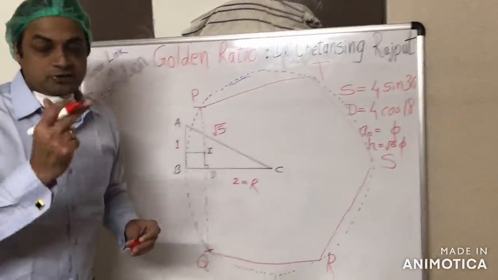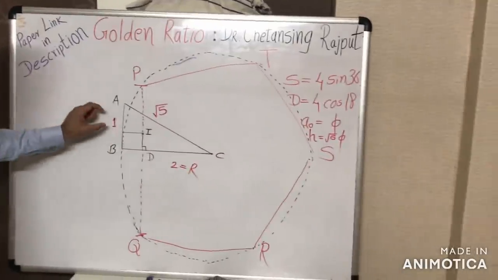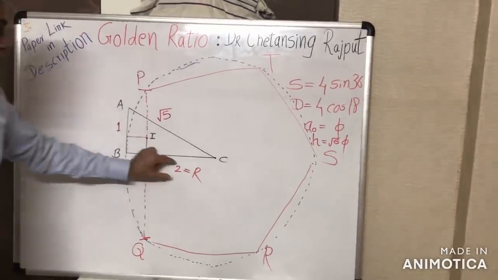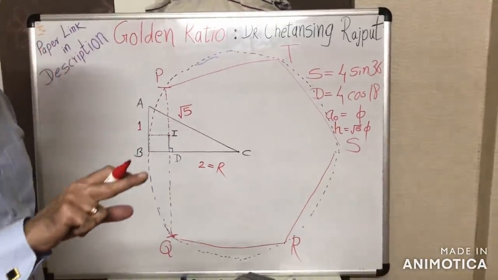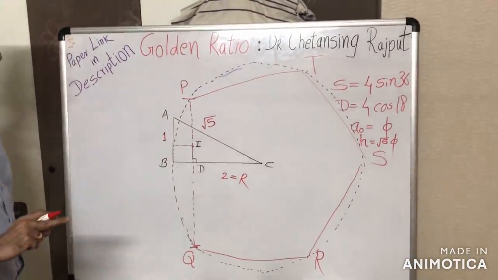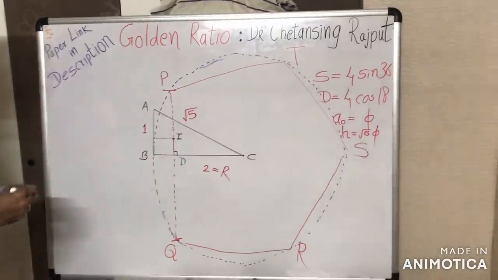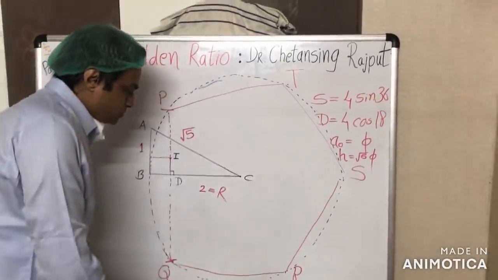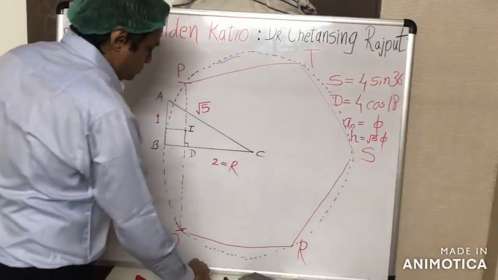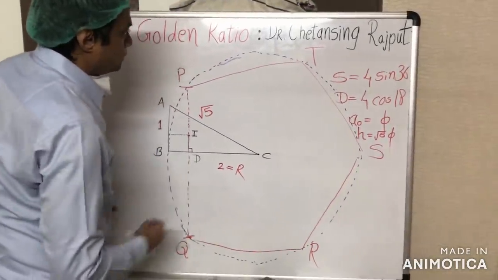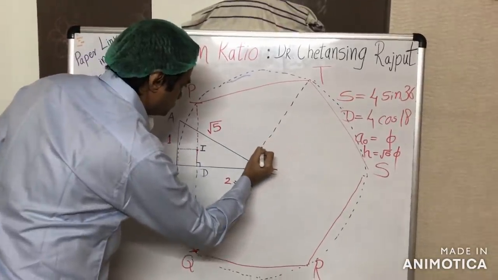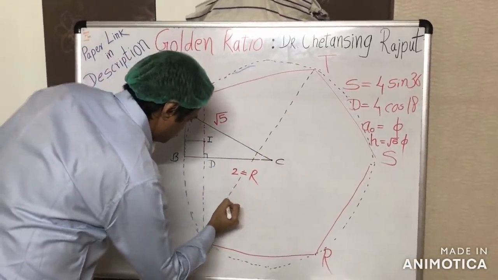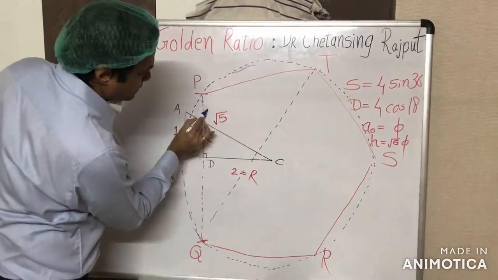Also, let us see the second part now. These triangle side lengths 1, 2 and √5, these length proportions are also observed in the geometry of a regular pentagon. Let us see how. Consider the diagonals of this pentagon. Diagonals like this. Diagonal TQ and diagonal PR.